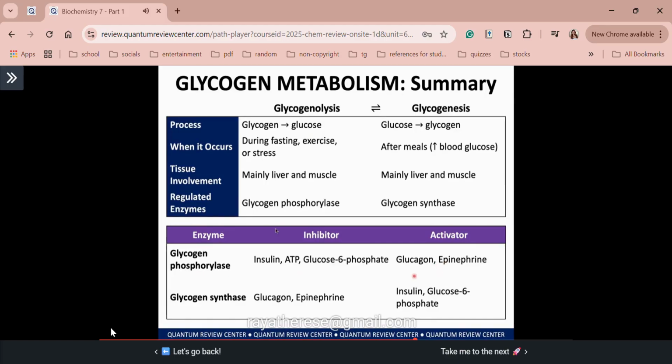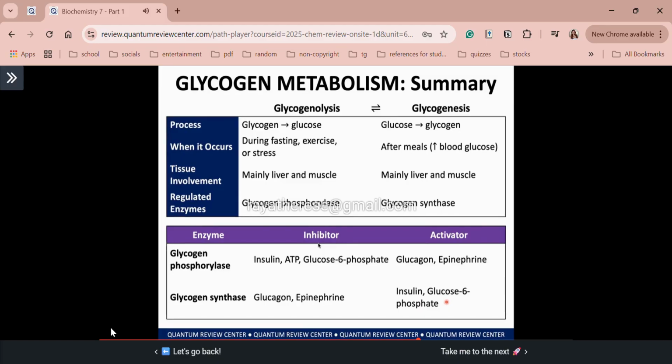And for activators, we have these two hormones, glucagon and epinephrine. Class, for epinephrine, this is through phosphorylation regulation. So it phosphorylates and dephosphorylates your enzymes. And lastly, we have glycogen synthase. Again, glucagon and epinephrine, which activate phosphorylase, inhibit glycogen synthase. And you can see they simply switch. The inhibitors of phosphorylase are activators of glycogen synthase, in particular insulin and glucose 6-phosphate.